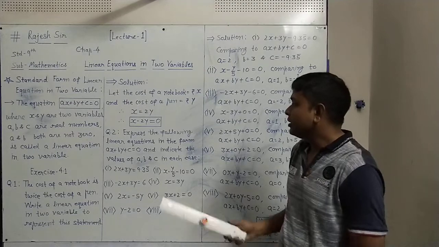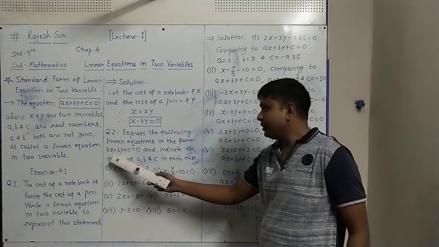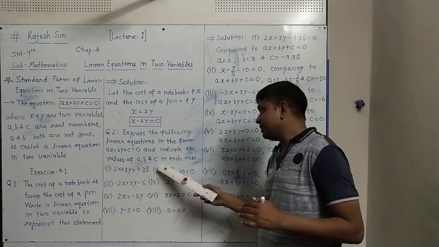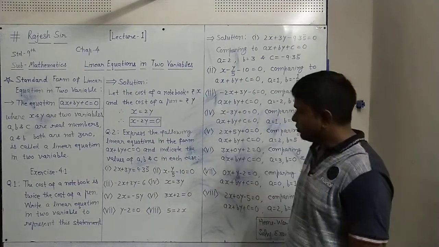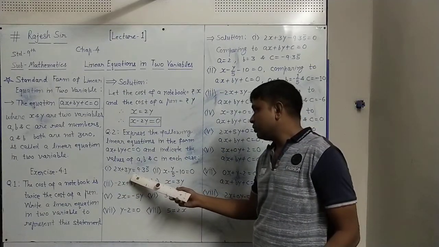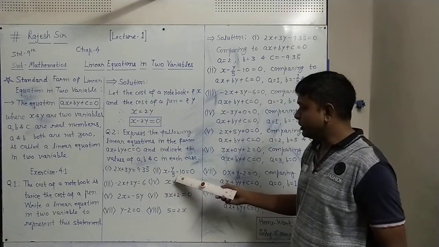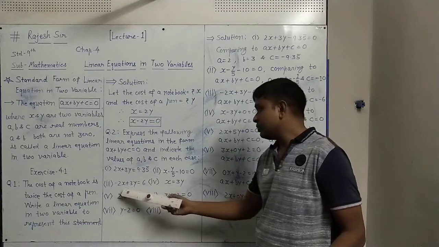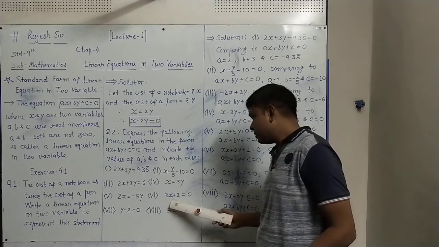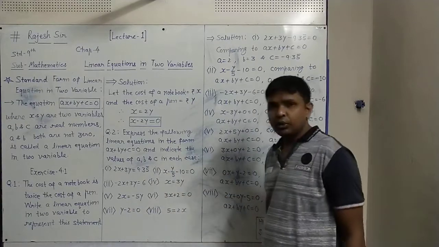You understand. Question number 2, now we have to express the following linear equations in the form of ax plus by plus c equal to 0 and indicate the values of a, b and c in each case. So we have a total of 8 equations. This is 2x plus 3y equal to 9.35 bar. Second equation, x minus y upon 5 minus 10 equal to 0. Third is minus 2x plus 3y equal to 6. Fourth is x equal to 3y. Fifth is 2x minus 5y. Sixth is 3x plus 2 equal to 0. Seventh is y minus 2 equal to 0. And eighth is y equal to 2x. This is the question given.